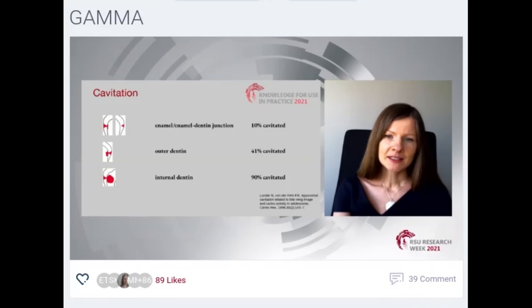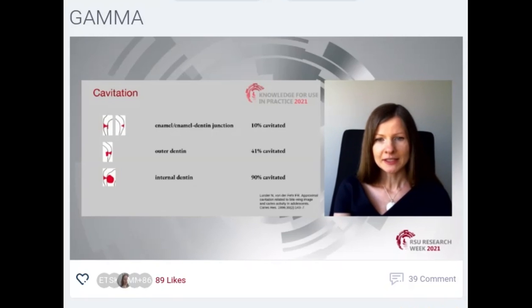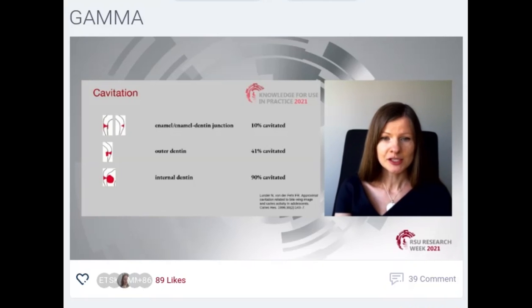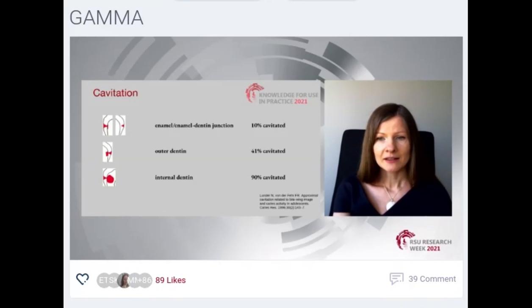The main criterion to choose between restorative intervention and preventive measures is cavitation. Later you will see at which level Latvian dentists would intervene with a restoration. But here you can see the percentage of those lesions that would have a cavity, and therefore which percentage of those radiographically detected lesions would require restoration.